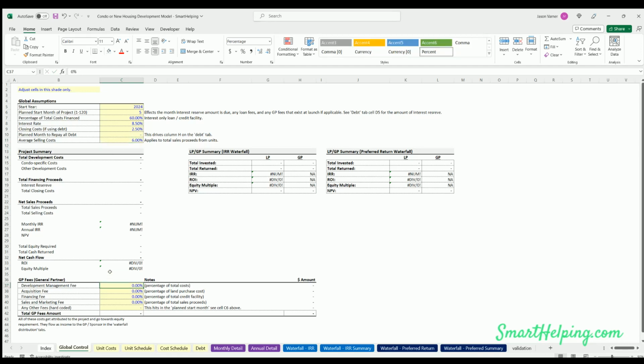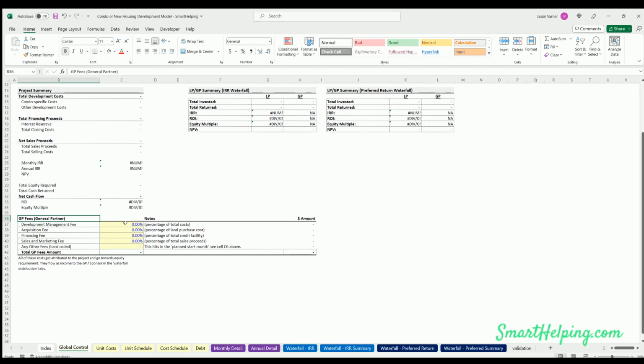Down here, let's assume this is going to be a joint venture, but it doesn't have to be. You can zero these out if they don't make sense for your situation. But if you're a GPLP, here's the GP fees. You've got maybe a development fee based on percentage of total costs, 1.5% acquisition fee, which in this case it's development. So the only thing this would apply to is acquiring the land. So that could still be a fee you're charging as the sponsor.